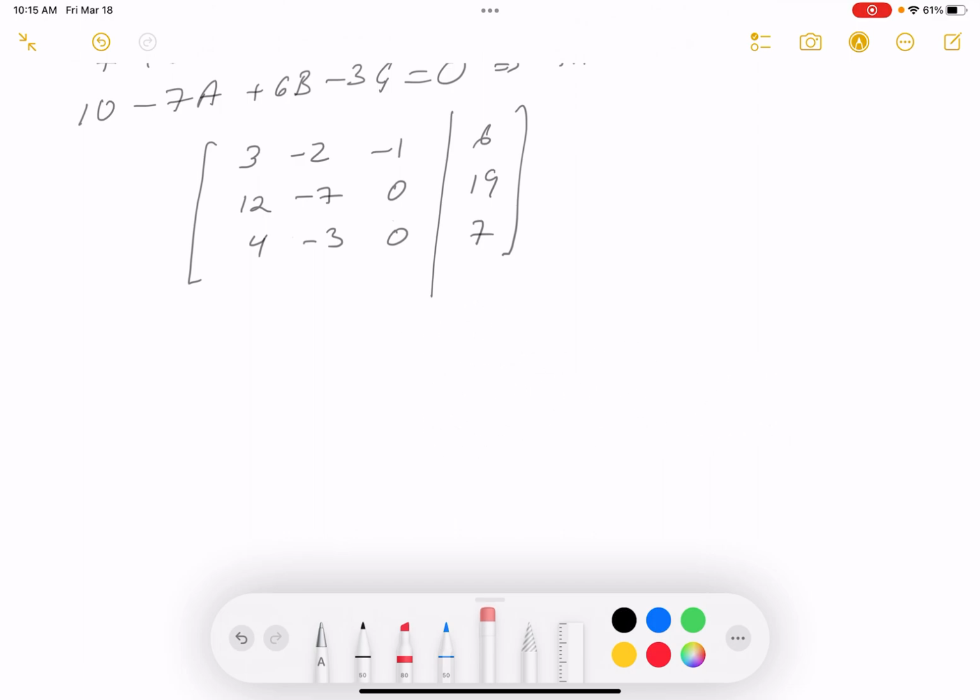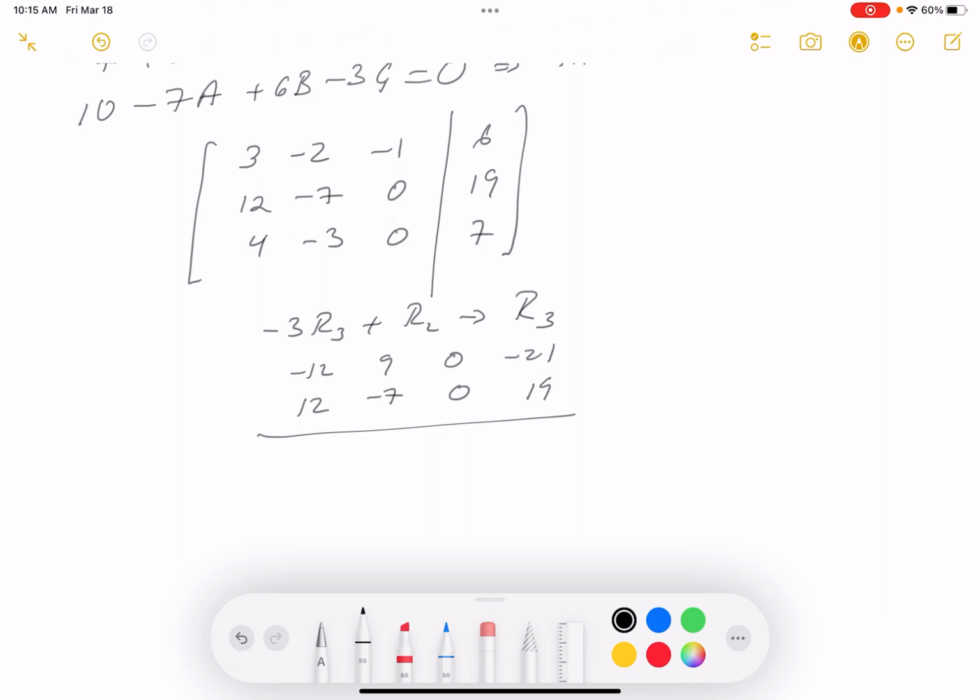All right, get my eraser out. And what I'm going to do is, I think I'm ready, actually. I'm going to do minus 3 row 3, plus row 2, and give it to row 3. So what you get? Minus 12, 9, 0, minus 21, 12, minus 7, 0, 19. And what do you get there? 0, 2, 0, minus 2. All right, I'm going to put it in row 3 now. And I get 0, 2, 0, minus 2.